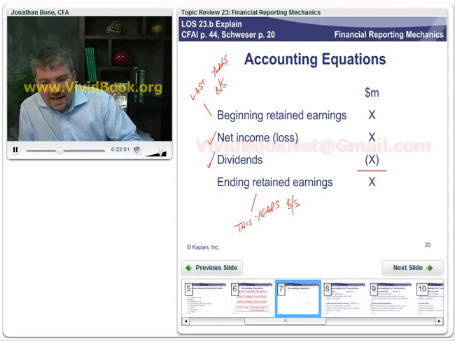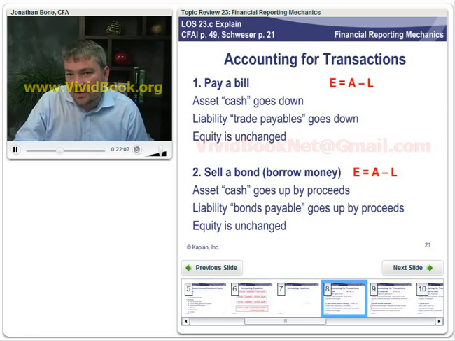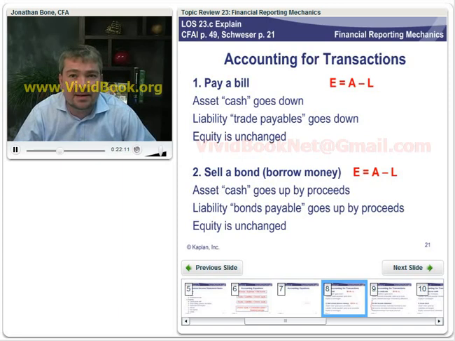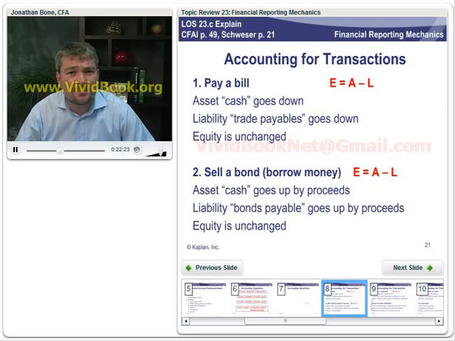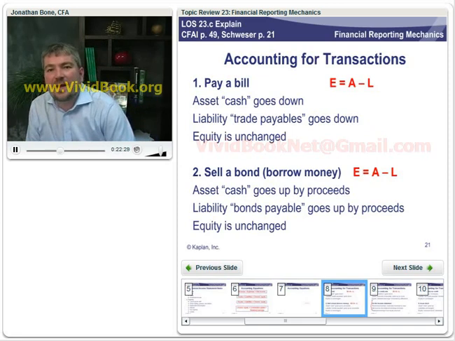Now, our next LOS asks us to explain the process of recording transactions. Now, again, this is very, very critical stuff. If you get the idea of how we have counterbalancing transactions here and that assets and liabilities always equal stockholders' equity, it's going to make the rest of what you do in financial reporting and analysis so much easier. So let's imagine, essentially, we pay a bill, okay? So we pay a bill. Let's imagine we pay a bill that's $100. So I'm going to pay a $100 bill.